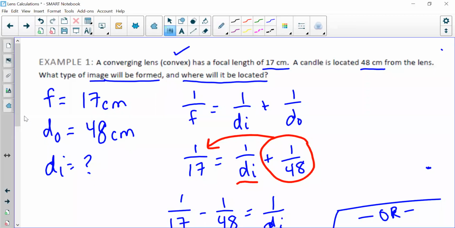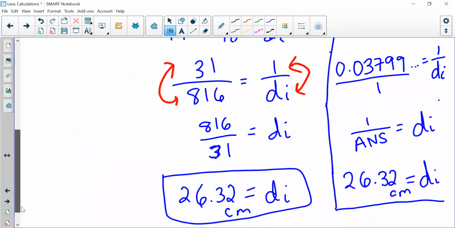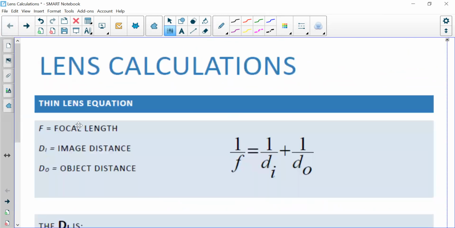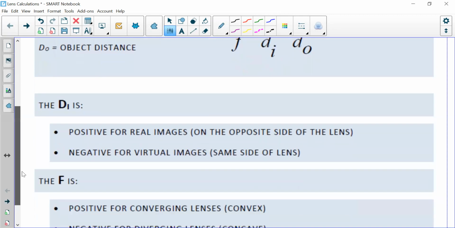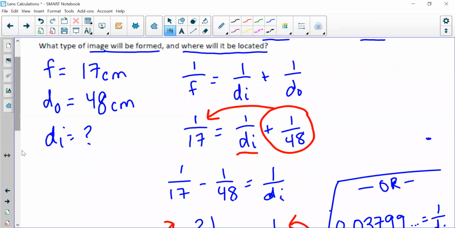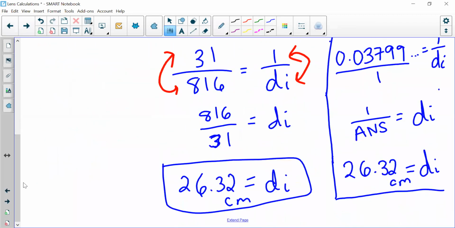How do I know if this is a real or a virtual image? Isn't it, I think, virtual because it's a positive? So you're definitely going off of whether it's positive or negative. So look here in this information. If it's a positive DI, what is it, guys? Real. Real, awesome. So this will be a real image because it's a positive DI.